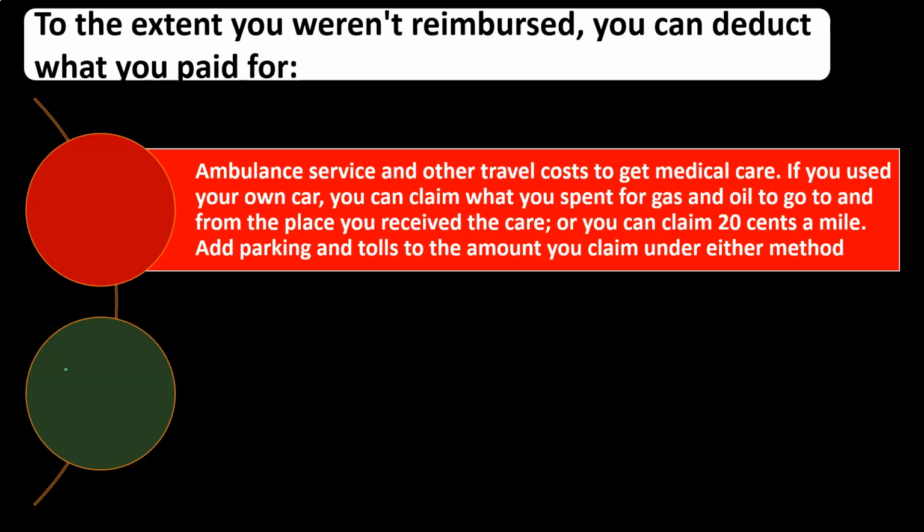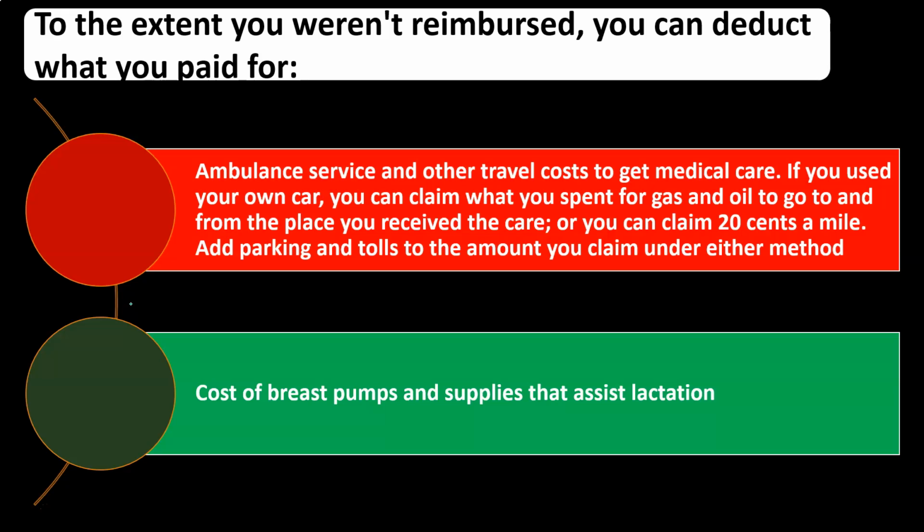If you used your own car, you can claim what you spent for gas and oil to go to and from the place you received the care, or you can claim 20 cents a mile. So you've got a mileage rate there. It's a different rate, and that rate could change in 2020, but again, it might not be applicable for many people. It's different than the mileage rate you might have for other things like a Schedule C when you're deducting the auto, so don't just pull the same rate. You've got a different rate here. So add parking and tolls to the amount you claim under either method. Cost of breast pumps and supplies that assist lactation.